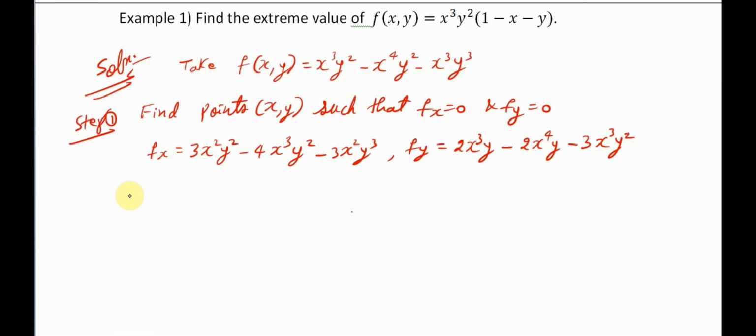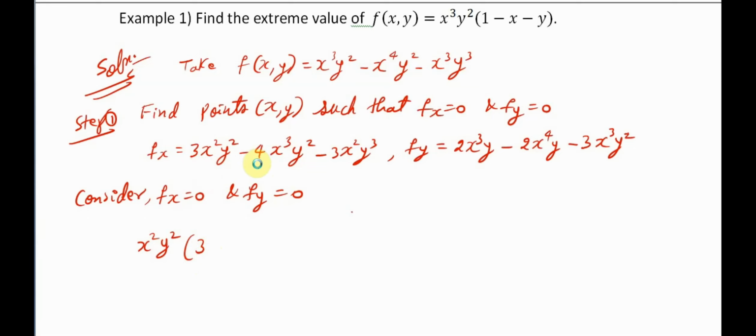Now in the next step I am going to consider fx is equal to 0 and fy is equal to 0. Consider these two, then easily you can find the equations one by one. So let me equate this. In the fx, you can see what is common. You can very easily see x square y square is common everywhere. This is x square y square, x square y square, and x square y square is common. So if I take out x square y square, what will remain in this one? Only 3 will remain. So I'll write this 3 here.